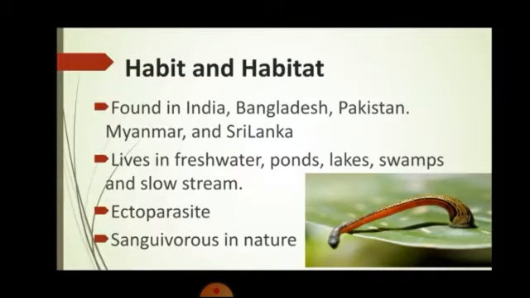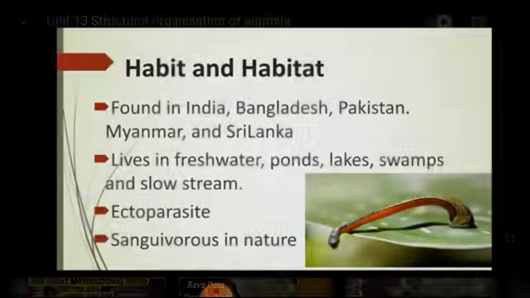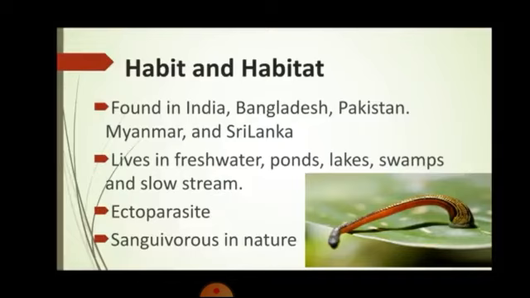Now we'll see the habit and habitat. So this Hirudinaria granulosa, that is Indian cattle leech, is a slimy and sluggish animal, and it is found in India, Bangladesh, Pakistan, Myanmar and Sri Lanka. It lives in fresh water, ponds, lakes, swamps and slow streams, and they are ectoparasites and they feed on the blood of fishes, frogs, cattle and humans.